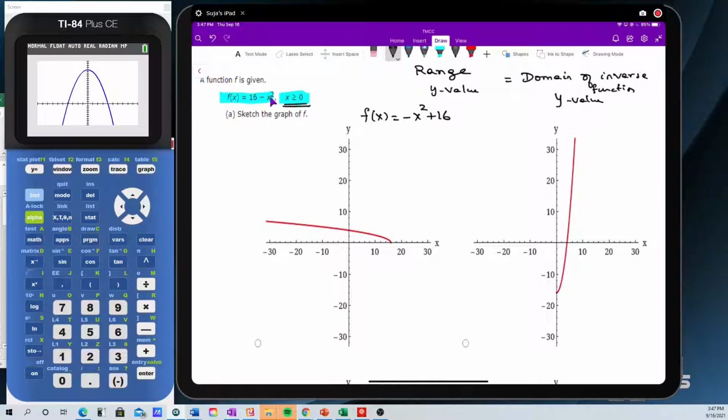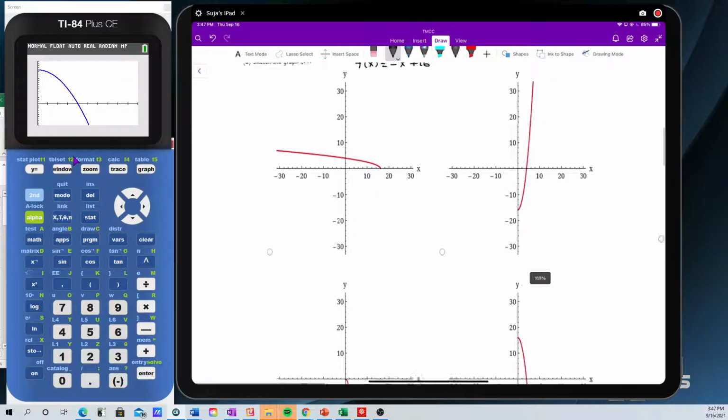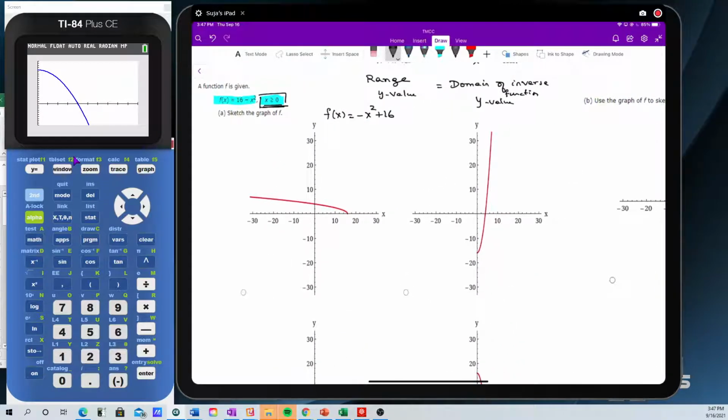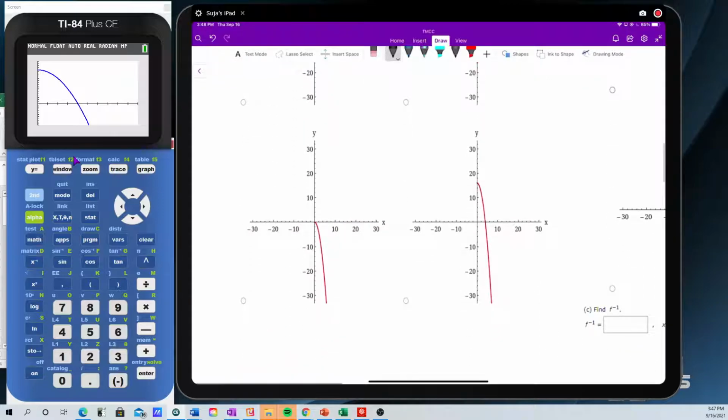X is greater than or equal to 0, so they don't want anything on the negative side. What we can do is restrict the window and put 0 for x minimum. Now look at the graph. That's the portion of the graph which is one-to-one, which will have an inverse function. So this is how the graph should look. Even without the calculator, I must be able to figure this out. The first one cannot be the answer, and this one cannot be because it's facing up. Going down, it's starting from here. So this one cannot be. So this is the answer.